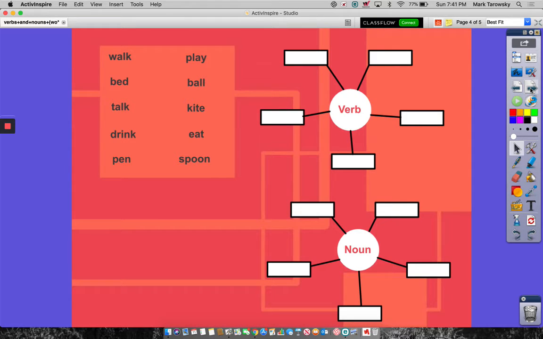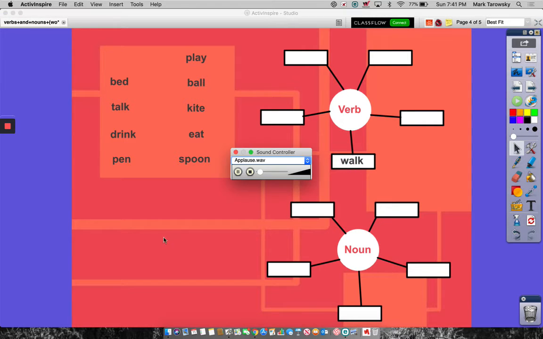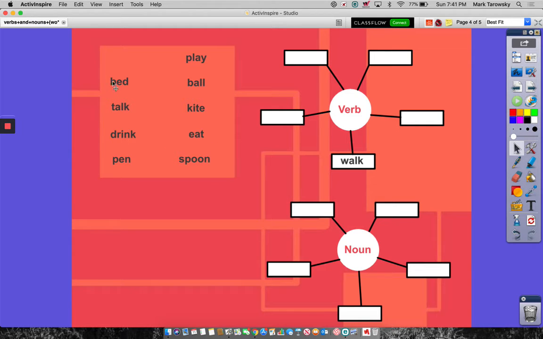Now, we're going to sort a few words. As I pick a word, what I want you to do is think to yourself, is that going to be a noun or a verb? So let's start with this word, walk. And if I've got the word walk, you should have said verb. Walk is a verb. Yay, they're clapping for us. We got it right. All right, and let's look at this next one, bed. Does bed have an action, or is it a person, place, or a thing? It is a thing, so it goes with the noun.